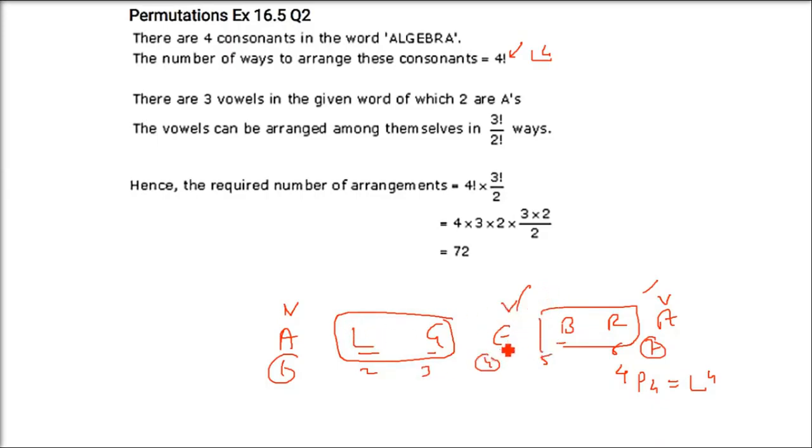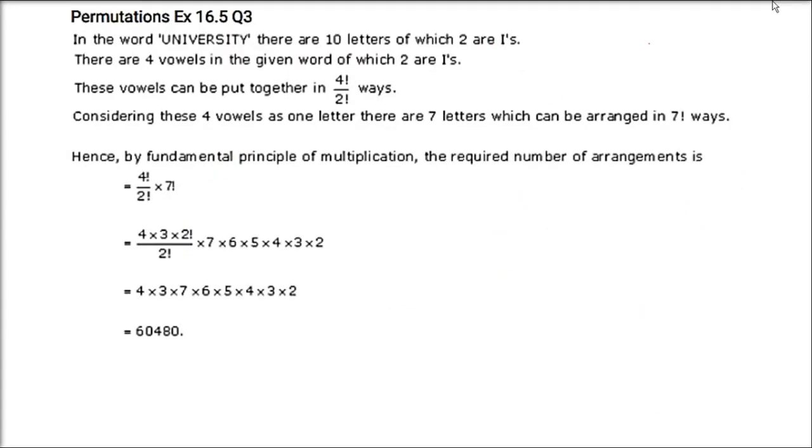So how many are there? We already checked consonants: 4P4 is already done. Now A, E, A in positions 1, 4, 7. So there are 3 positions, that is factorial 3. How many repetitions are there? A is repeated 2 times. So factorial 3 by factorial 2. Now multiply these two: factorial 4 for consonants and factorial 3 by factorial 2 for the vowels, and the answer will come.